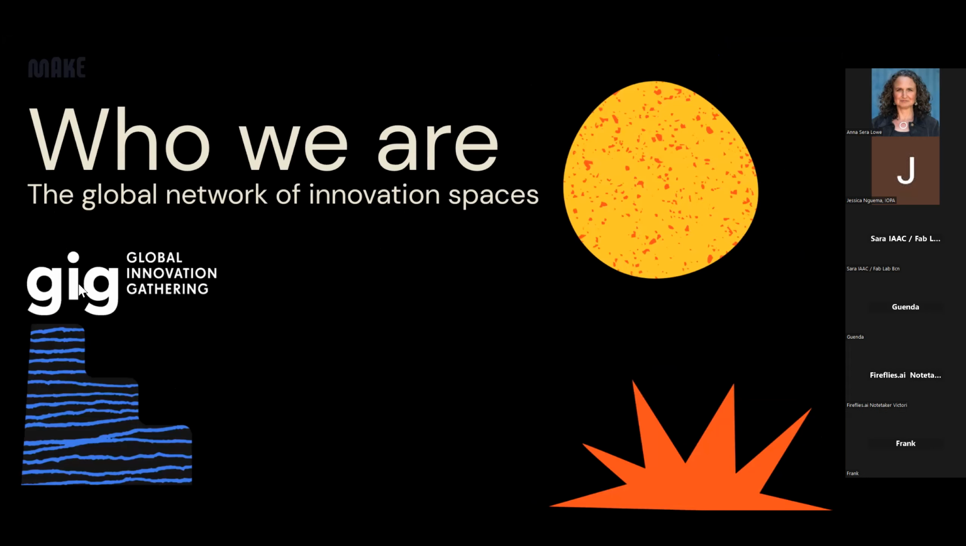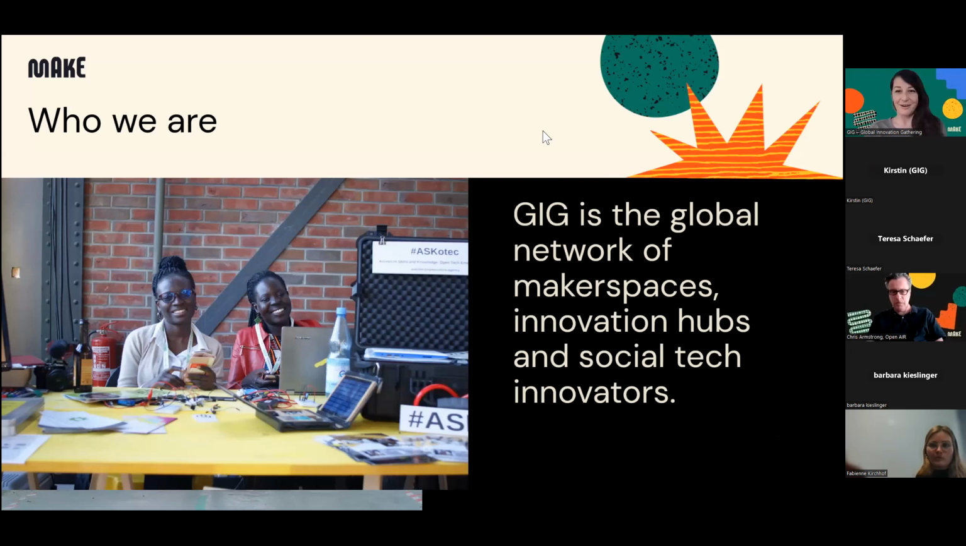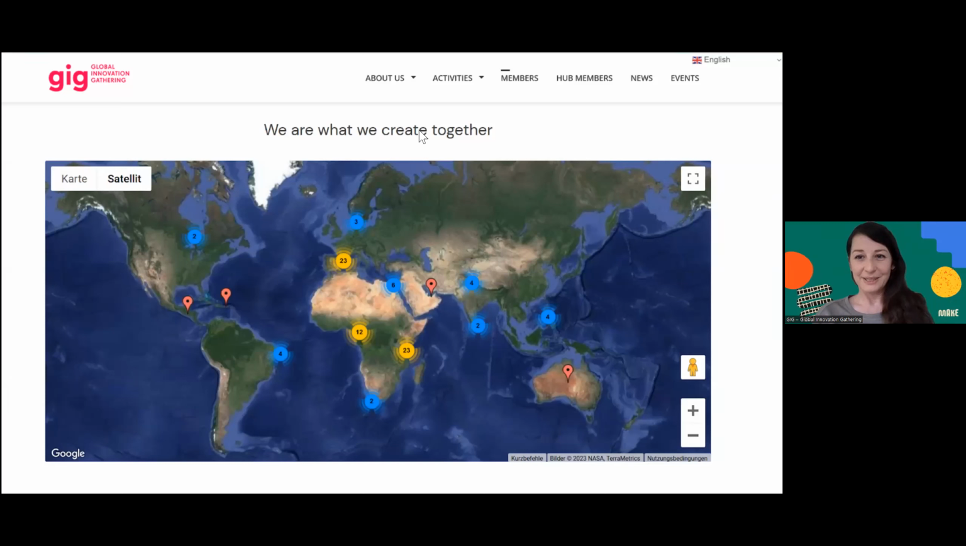I would like to begin the presentation by sharing who we are and who makes up our network. So GIG is the network of innovation spaces around the world. We are agnostic to what kind of innovation space one might run, whether it's hardware-oriented, software-oriented, makerspace, a community co-working space, as long as people are creating access to technology for their local communities and working with technology that is sustainable and socially oriented in terms of its impact. So we really connect spaces from all over the world with each other.